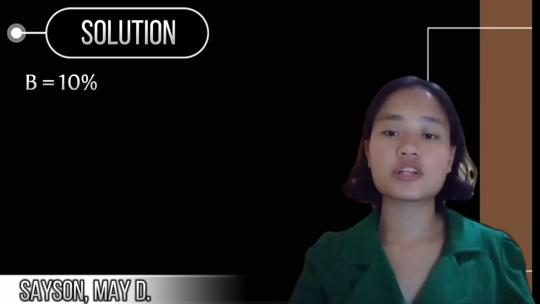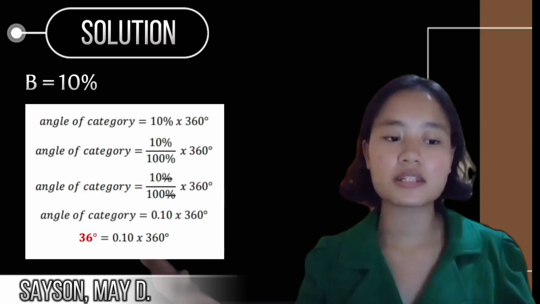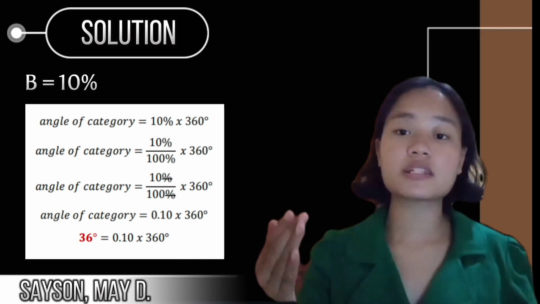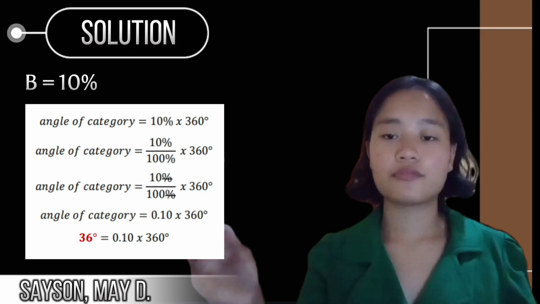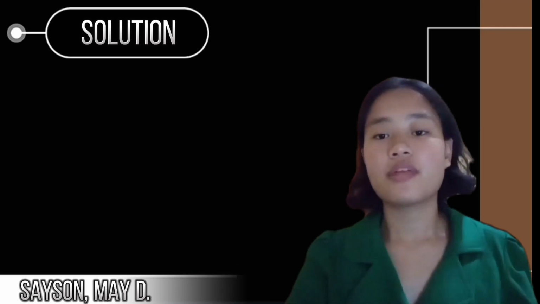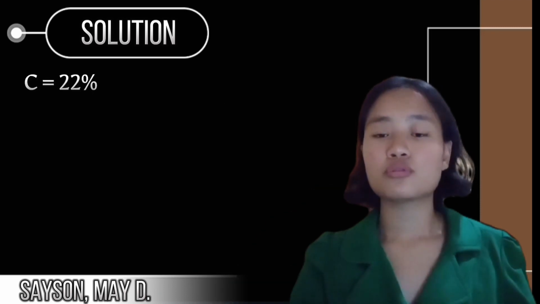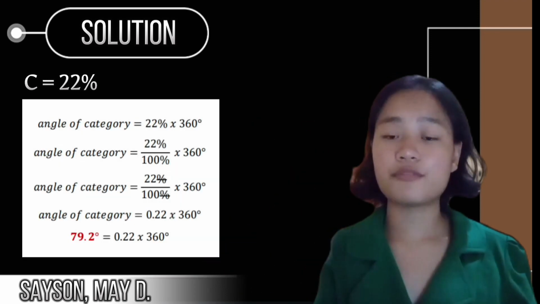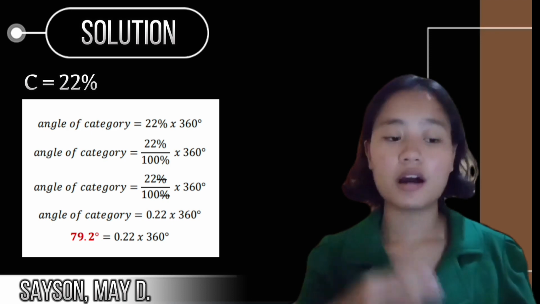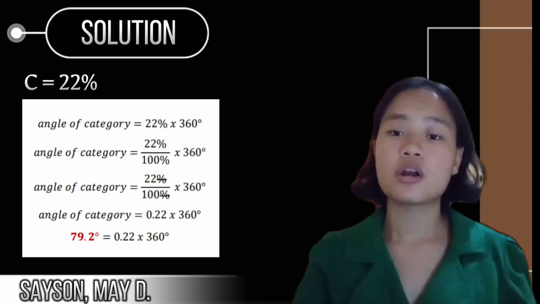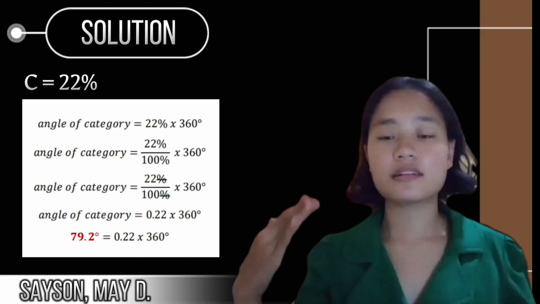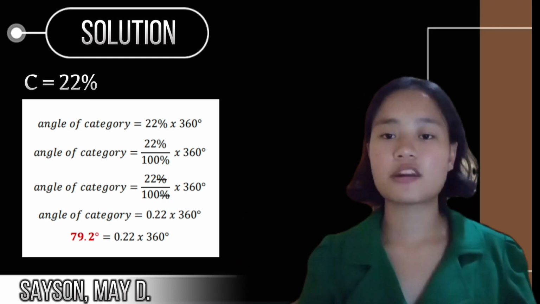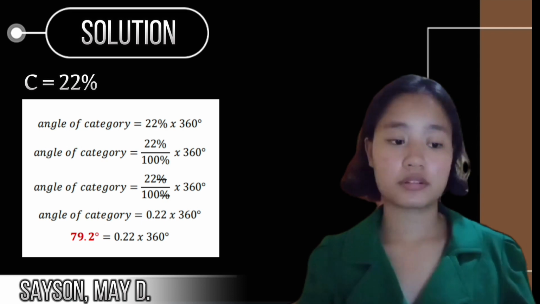We do the same thing to the other set of values. B, 10%. Just substitute the values in the same equation until you get 0.10. Then multiply by 360 degrees, and you get 36 degrees for the 10% of people who choose to walk. Then for the 22% of people who choose to have their personal services, you just have to substitute the values into the same equation until you get 0.22 times 360 degrees, and then you get 79.2 degrees as the answer for your 22% of students who have personal services.